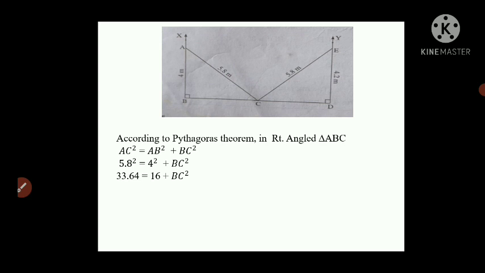Now I will change the side. So BC square will come on the left hand side. 33.64 minus 16 will be 17.64. So BC square will be 17.64. Now when you take the square root, the length of BC will be 4.2 meters.